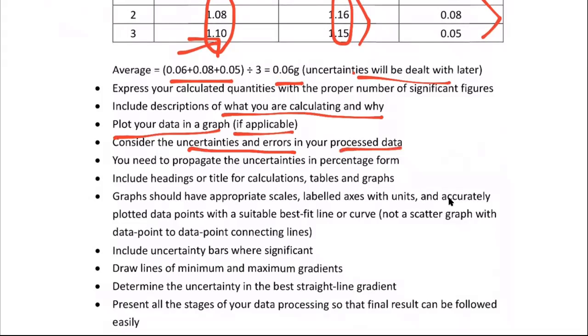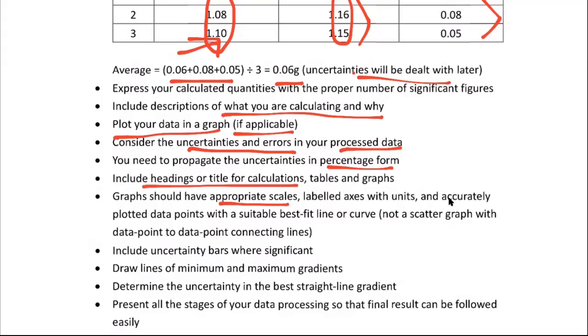So when you process your data, you have to do that propagation and propagate the uncertainties in percentage form usually, because usually you're multiplying and dividing. Tables and graphs should all have headings and titles. You shouldn't just have a random table with no title or a random calculation. Each thing you should tell me at the top, what is this? What is this data? What is this table for? What is this graph for? What is this calculation for? Graphs should have appropriate scales.